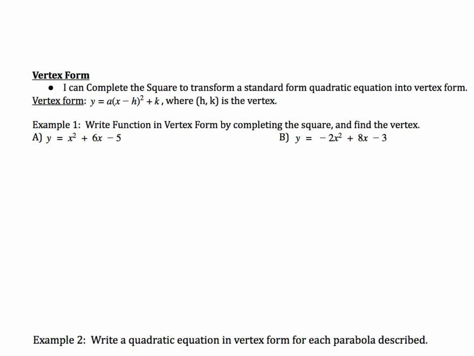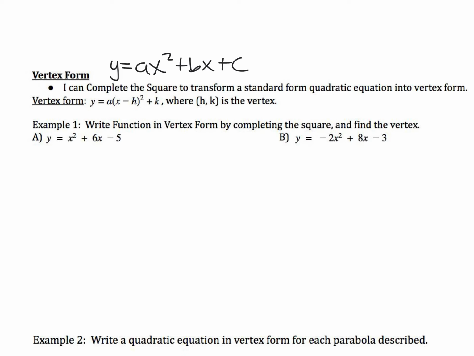So refresh that our standard form we've been looking a lot at is ax squared plus bx plus c, where your a is that leading coefficient, b is with x, and c is the constant at the end. You'll notice vertex form. We have a on the outside of parentheses x minus h squared plus k, where h and k is the vertex. We've actually seen this form before.